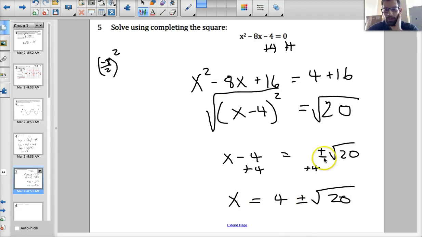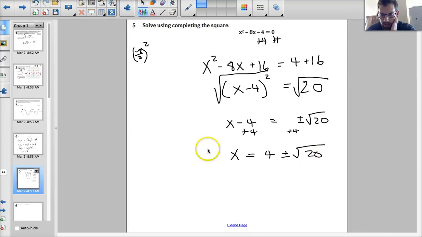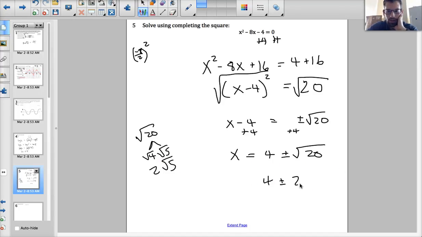And then I just have to simplify this root here. So I know the square root of 20 is equal to the square root of 4 times the square root of 5. So that would be 2 radical 5. So I get 4 plus or minus 2 radical 5 is equal to x. Got my answer.